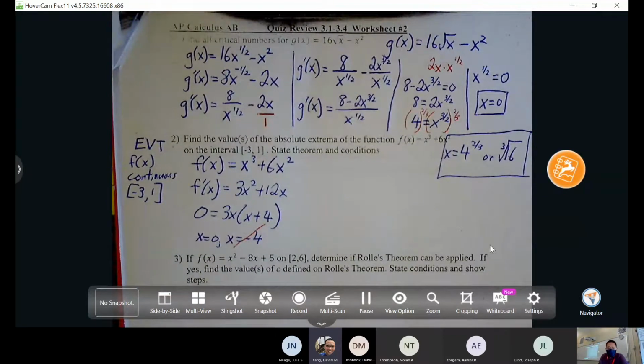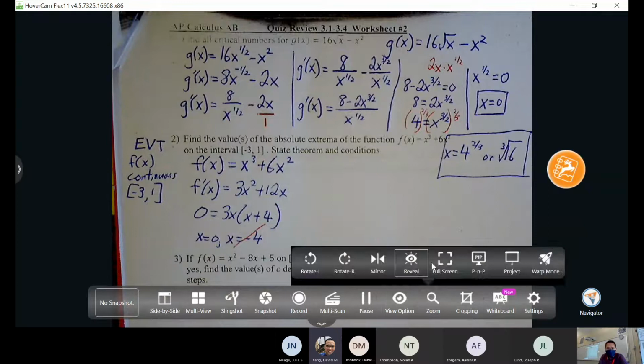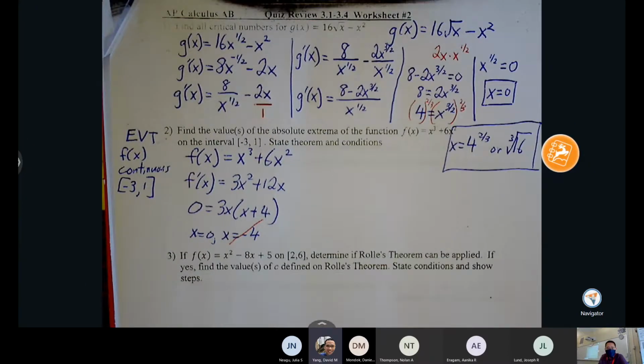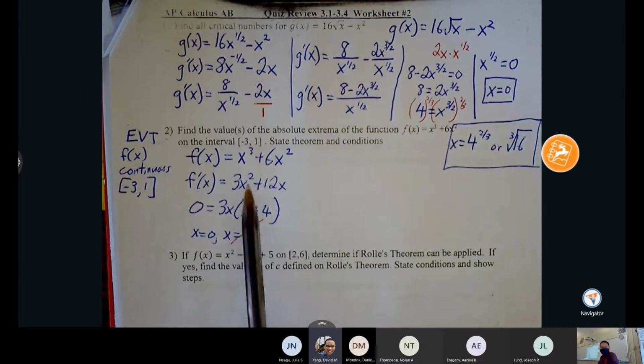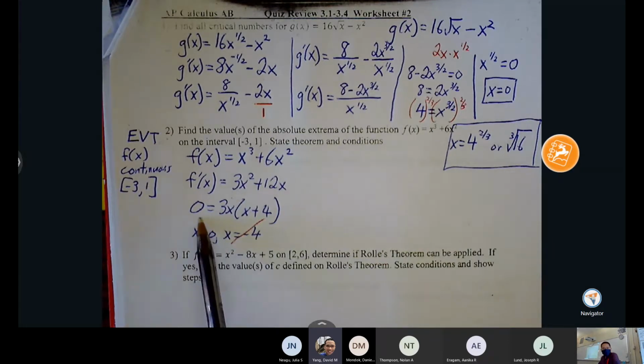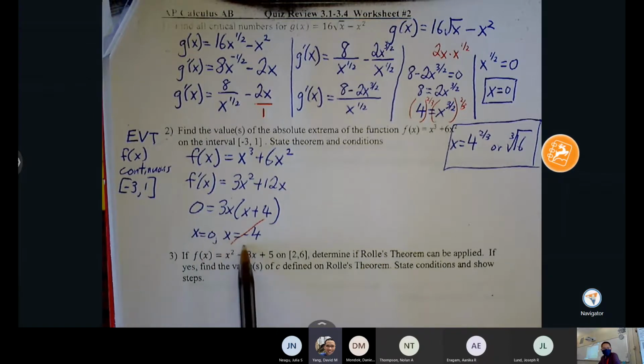And now our next task is to try to find some critical points. Right? We know endpoints are candidates, but we want to seek out some other candidates, and they're going to come from f prime. So from f of x, we go through power rule, we find the derivative, set equal to 0. Solve for x, we get 0 and -4. Okay.